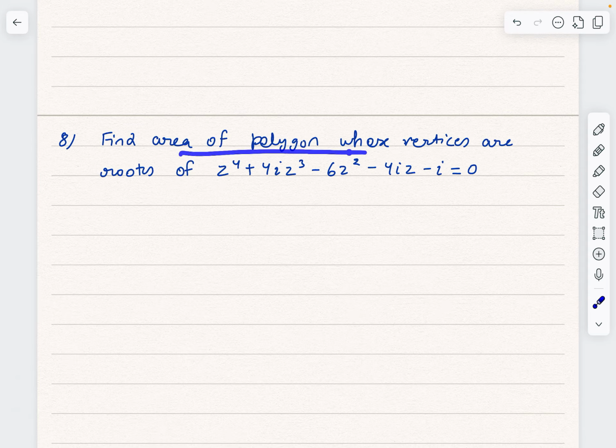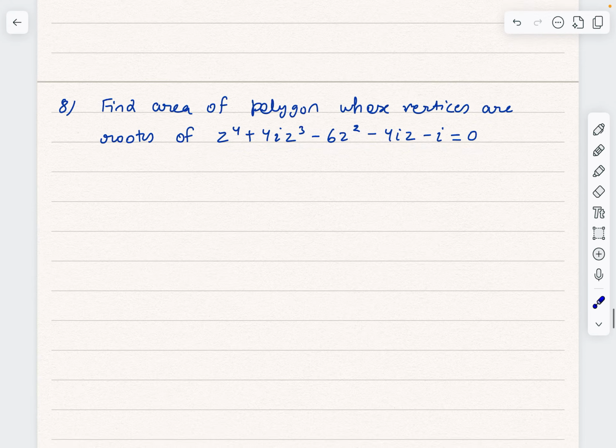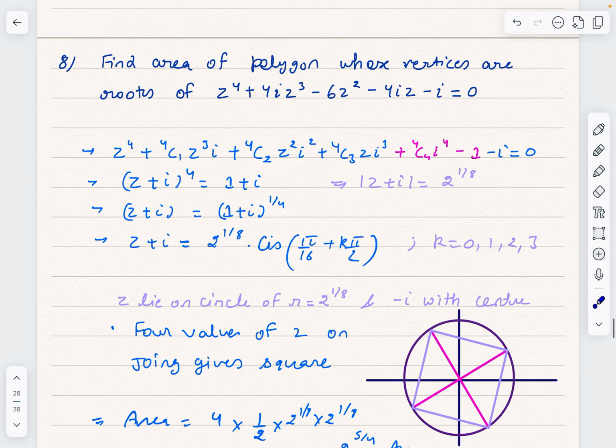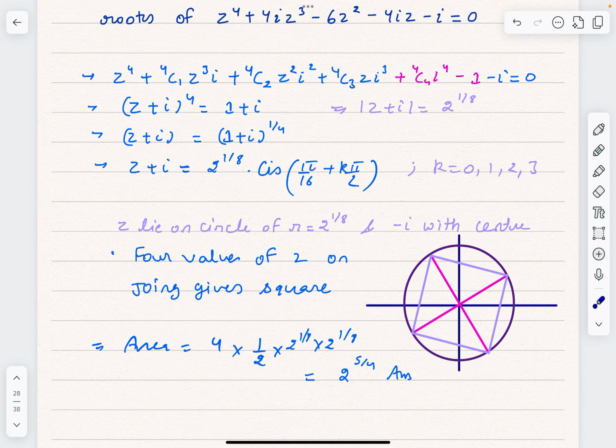Find the area of the polygon whose vertices are roots of this equation: z power 4 plus 4 iota z cube minus 6z square minus 4 iota z minus iota equal to 0. Let us start discussion now. The answer for this problem is 2 power 5 by 4.